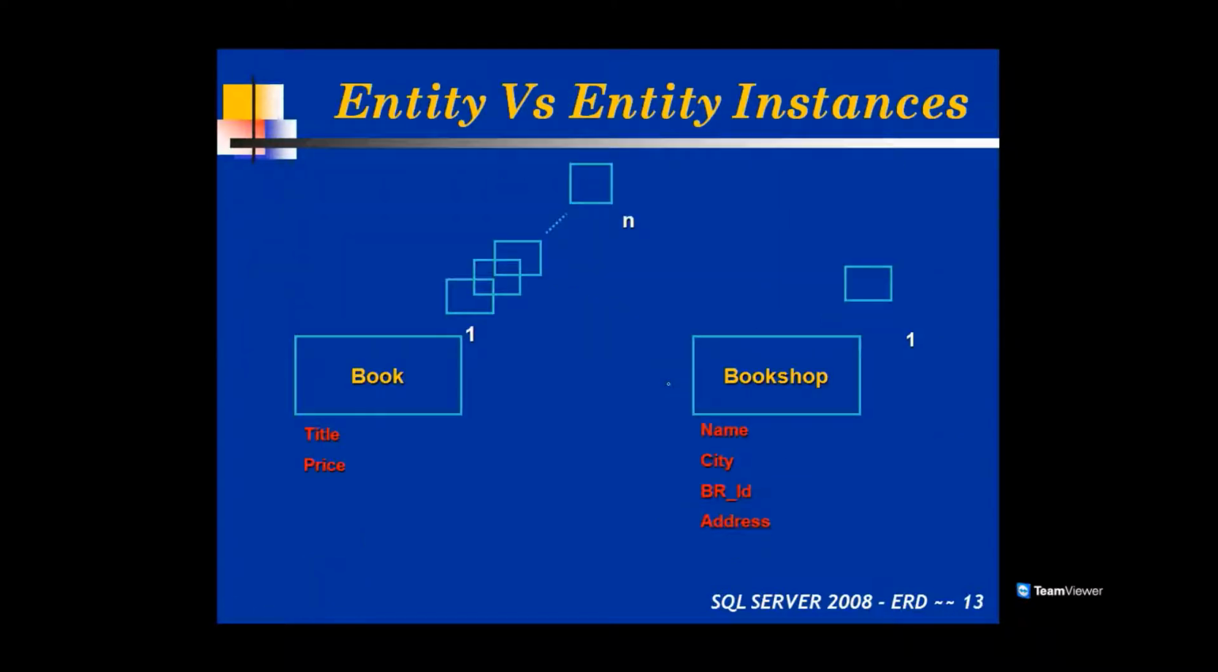What is entity and what is entity instance? For example, when I say student, student is an entity. Kavya is an entity instance and Fani Kumar is another entity instance. If I say faculty, faculty is an entity. Mr. Bhaskar is a faculty entity instance. Mr. Ravi Kumar is another faculty, he is also another entity instance.